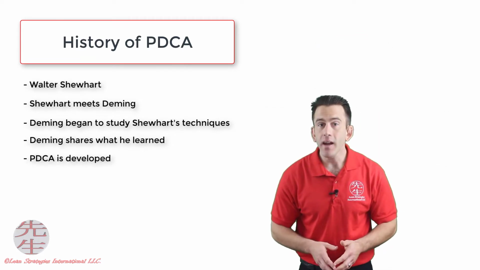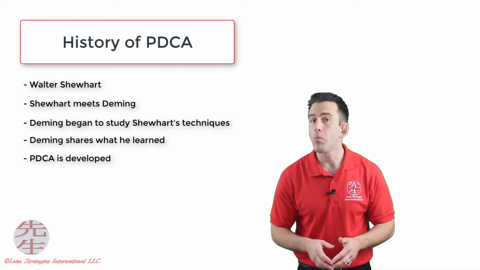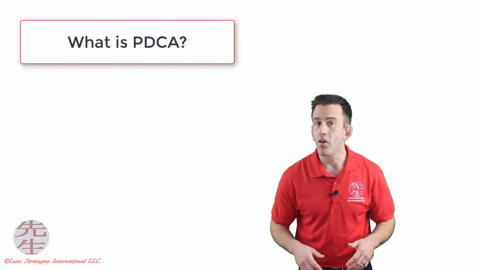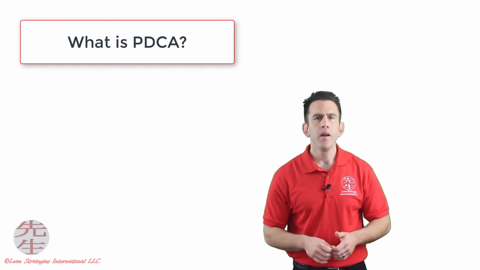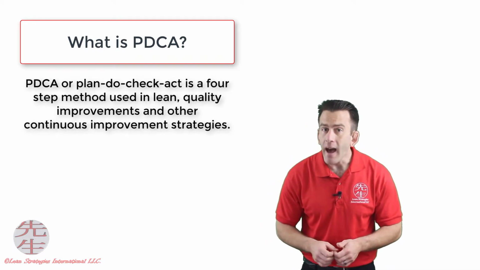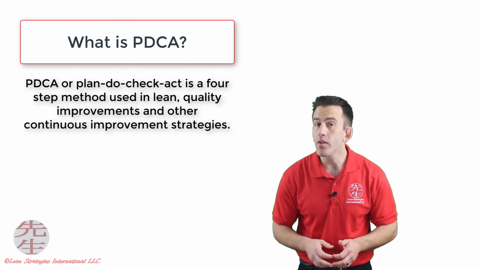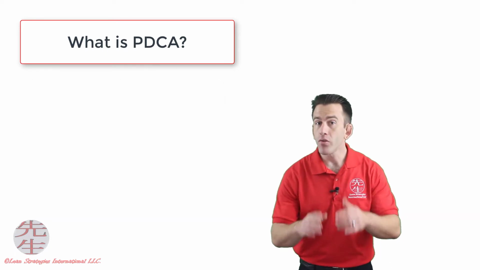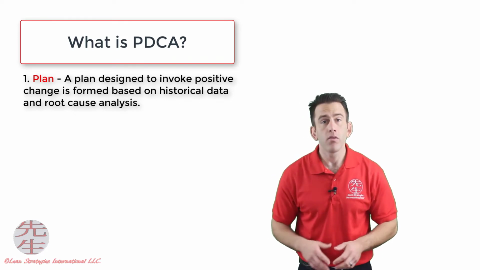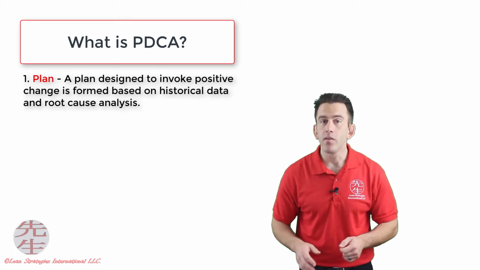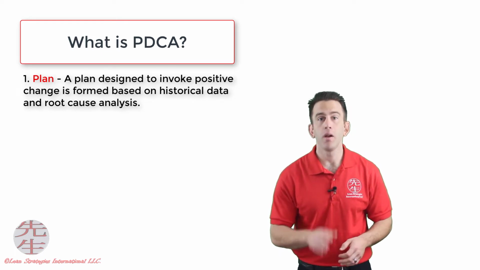Today, the PDCA cycle is a systematic method used for problem solving, but also presents a manner in which many Lean practitioners and managers think. Let's understand this powerful method of thinking and problem solving with a bit more detail. PDCA, or Plan, Do, Check, Act, is a 4-step method used in Lean, quality improvements, and other continuous improvement strategies. In the first stage, Plan, a plan based on historical background data and root cause analysis is formed. This plan is designed to invoke or affect change in a positive way.